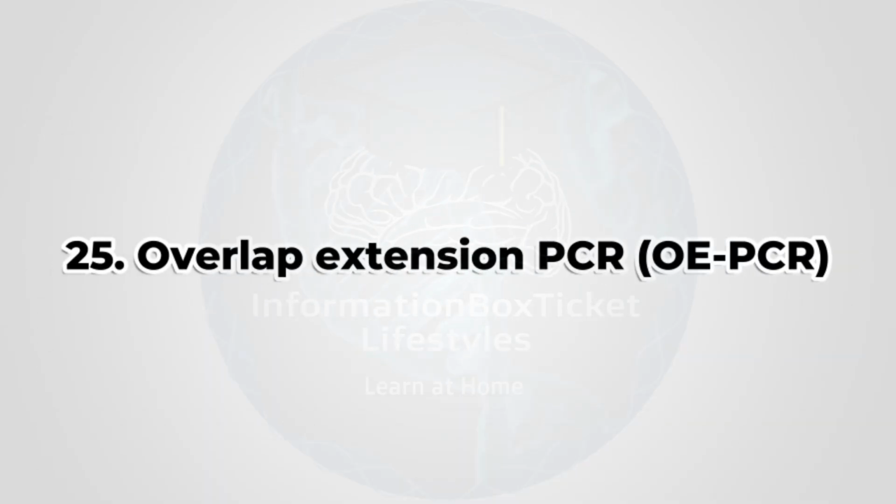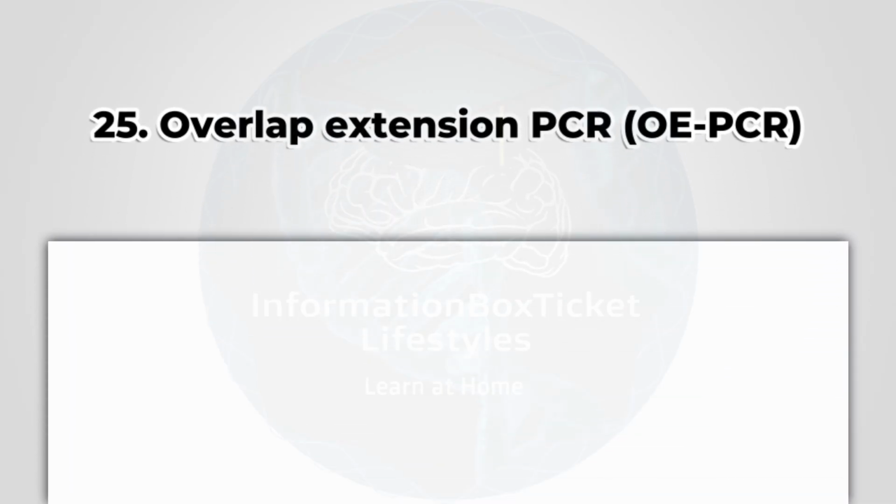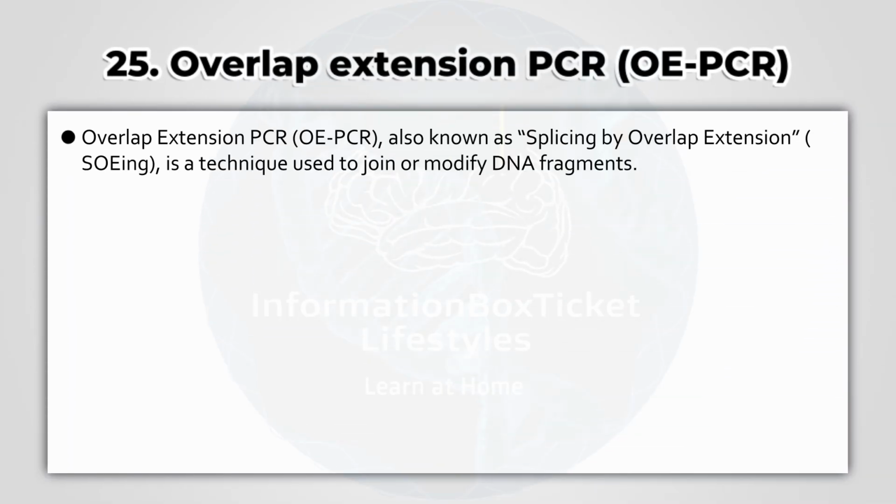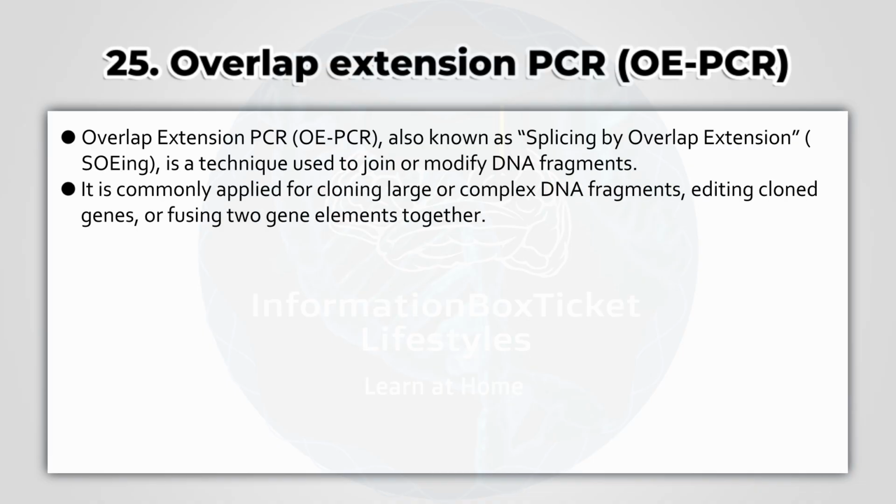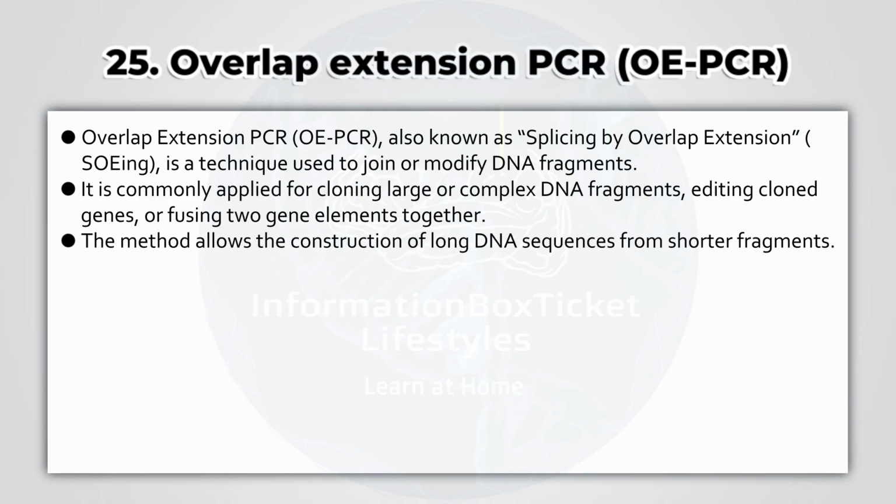25. Overlap Extension PCR, OE-PCR. Overlap Extension PCR, OE-PCR, also known as splicing by overlap extension, SOEing, is a technique used to join or modify DNA fragments. It is commonly applied for cloning large or complex DNA fragments, editing cloned genes, or fusing two gene elements together. The method allows the construction of long DNA sequences from shorter fragments.